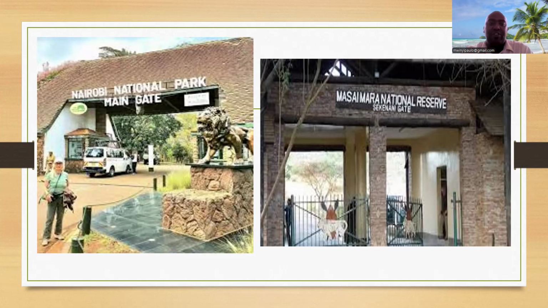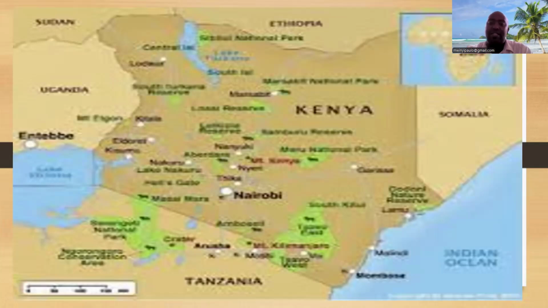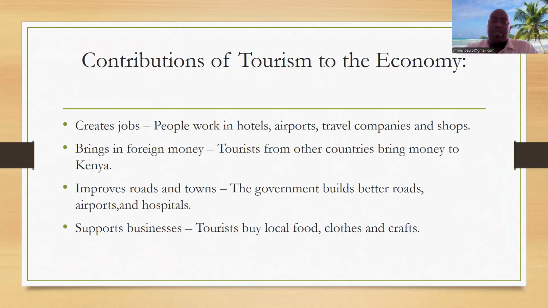You have a picture of Nairobi National Park. That's the main gate, and Masai Mara National Reserve. So you've now known the difference between a national park and a national reserve. And also there is a map showing main game parks and game reserves that we have in our country, Kenya. What are the contributions of tourism to the economy of Kenya?